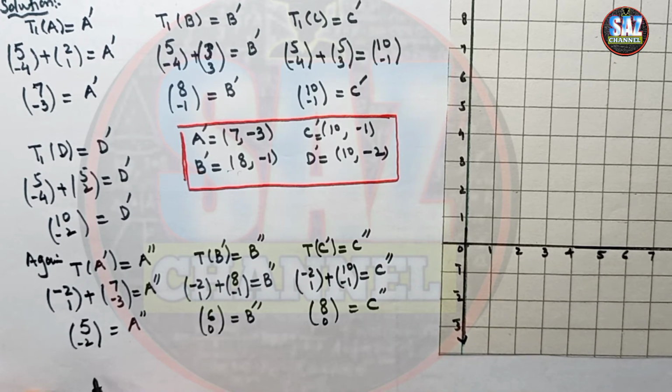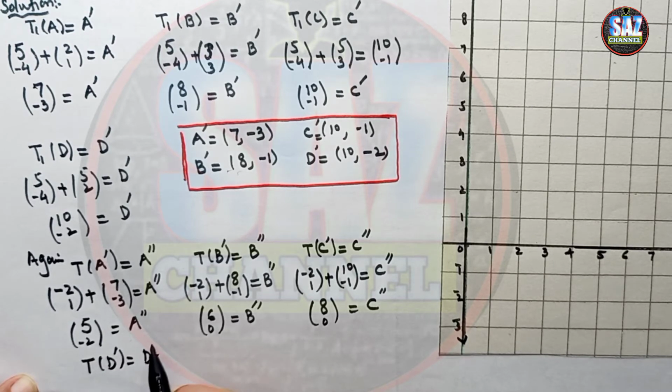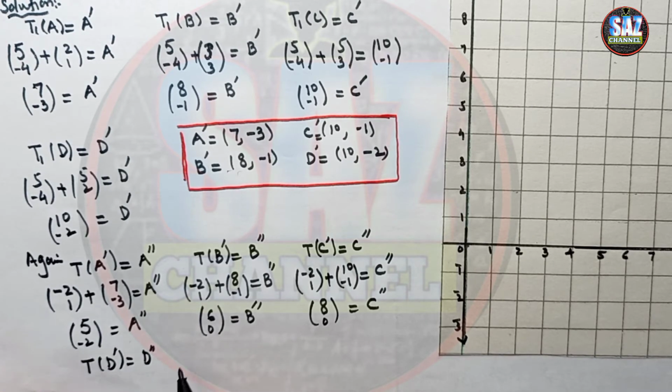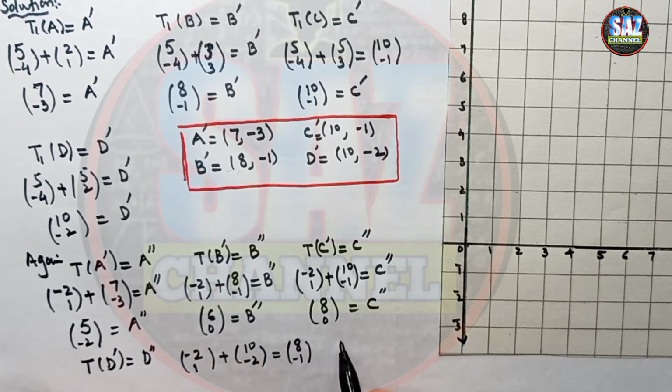And now finally the image of D dash under the new translation vector, T of D dash equals D double dash, and that will be equal to, I can perform my working here. Translation vector is 2 minus 2 and 1 plus 10 and -2, 10 and -2, and this will give me 8 and -1. This is the answer of D double dash in the form of column vector.